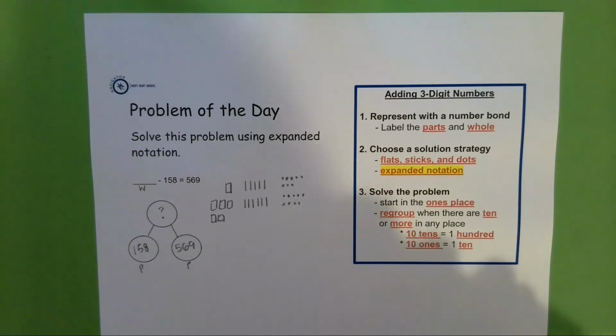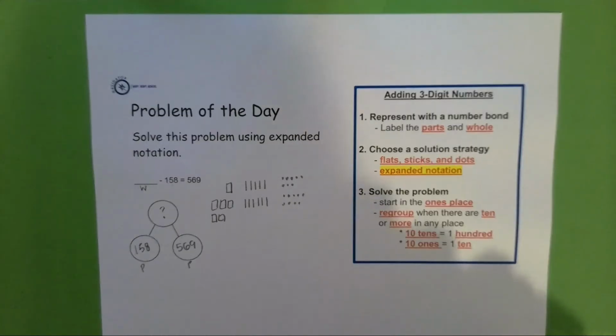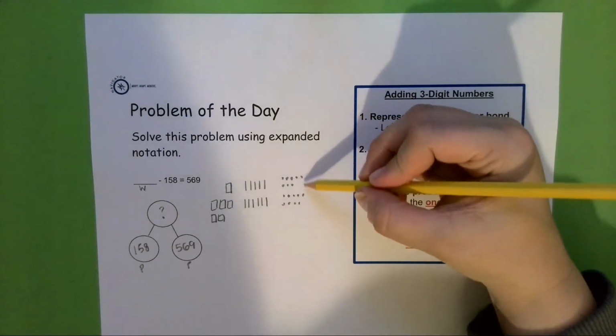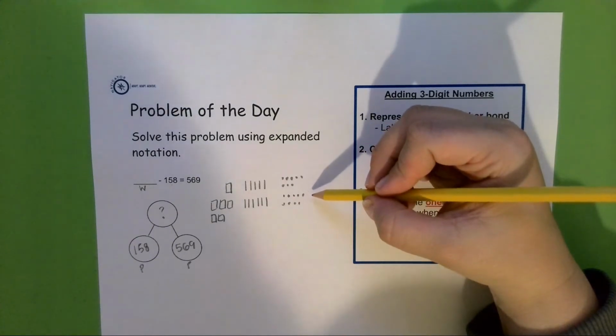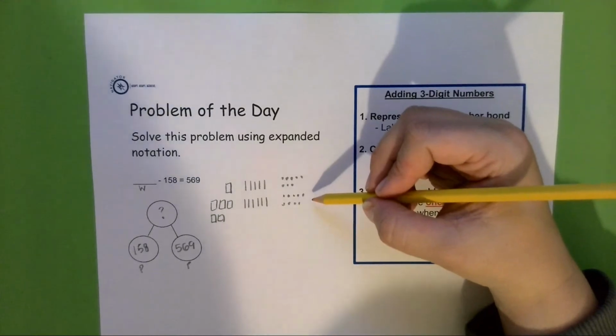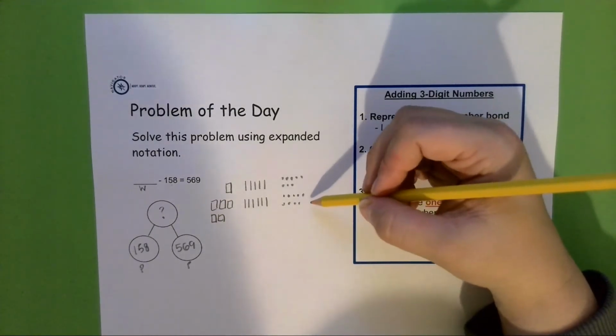Say it out loud. Right, the ones place, because it makes regrouping easier. Let's do it. How many ones do we have? Say it out loud. Right, 17. So what do we need to do now and why? Say it out loud.